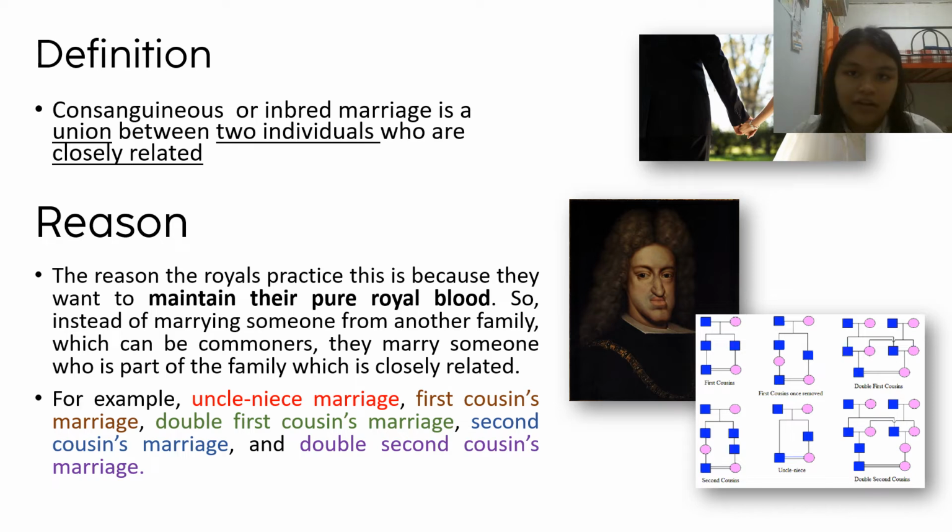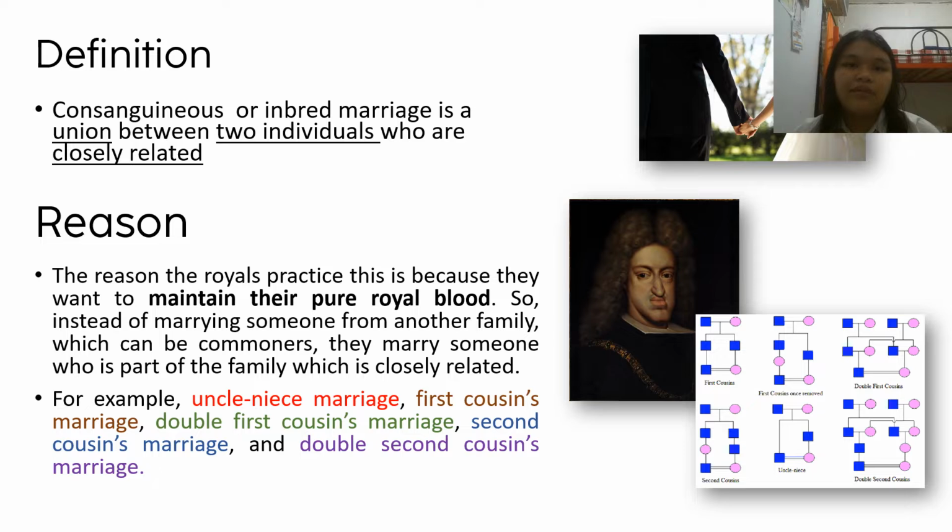Some of us may not know what inbreeding is, so I will explain the definition. Inbreeding or consanguineous marriage is a union between two individuals who are closely related. This tradition is not familiar in the modern age. Some of us may not even know that there's this kind of tradition, but in the ancient time, the royals practiced this tradition, especially European and Egypt royals. Why? The reason is because they want to maintain their pure royal blood.